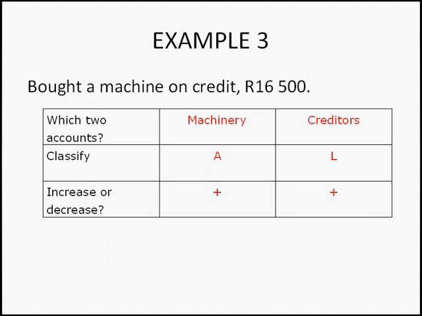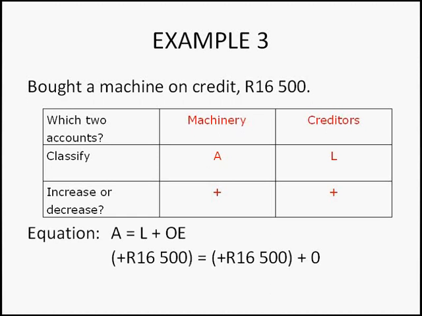Am I correct? Well, I can check this by using the mathematical accounting equation. So on the left-hand side, I have my assets increasing with 16,500 rand. And on the right-hand side, I have my liabilities increasing with 16,500 rand and nothing happening to my owner's equity. So clearly on this equation, I can see that the left-hand side equals the right-hand side, and that I am correct in my estimation that I have classified assets and liabilities for this transaction and that both of them increase.